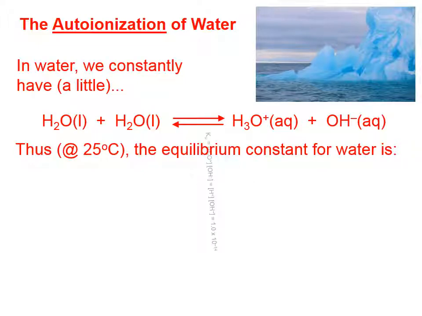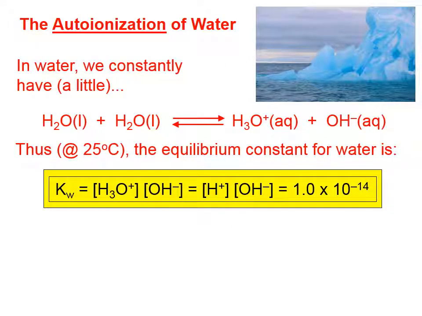Now you remember that an equilibrium constant expression has a K value, an equilibrium constant, and that's equal to products raised to their powers divided by reactants raised to their powers. Furthermore, we never write pure liquids or pure solids in an equilibrium constant expression, which means the equilibrium constant expression for the autoionization of water would look like this.